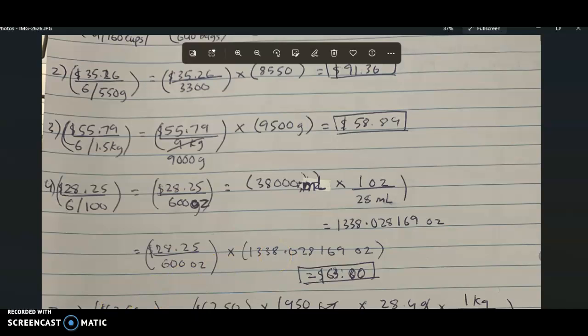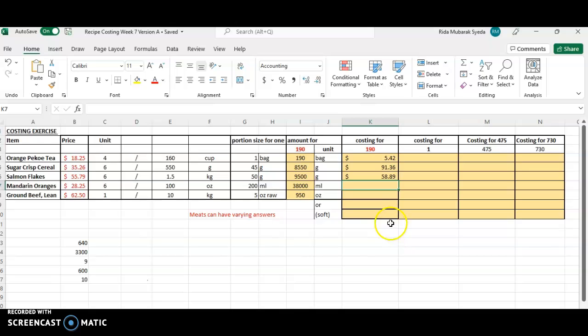So let's try that on our Excel. Even on Excel, I'm going to put in all the numbers that I got.